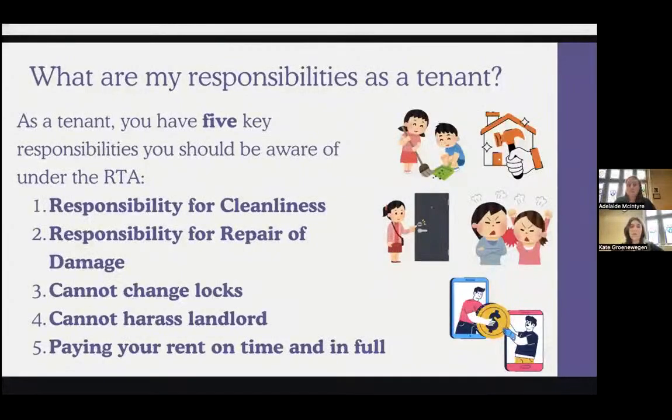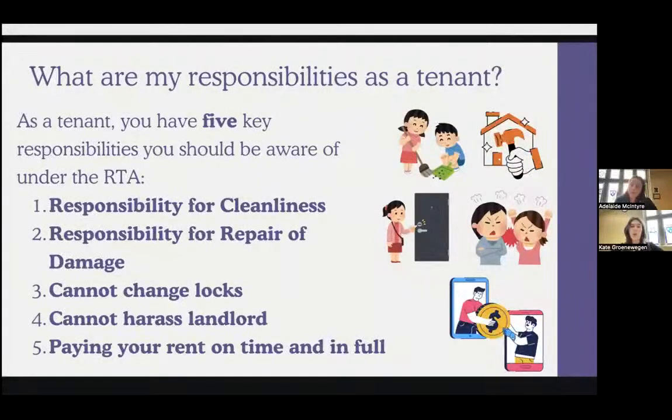You have a responsibility for the repair of damage if you have caused it. So generally, your landlord will be responsible for repairing damage in your unit unless the damage was caused by you or a guest being negligent. For example, if you or a guest was acting irresponsibly and put a hole in your wall, you are responsible for repairing that damage.